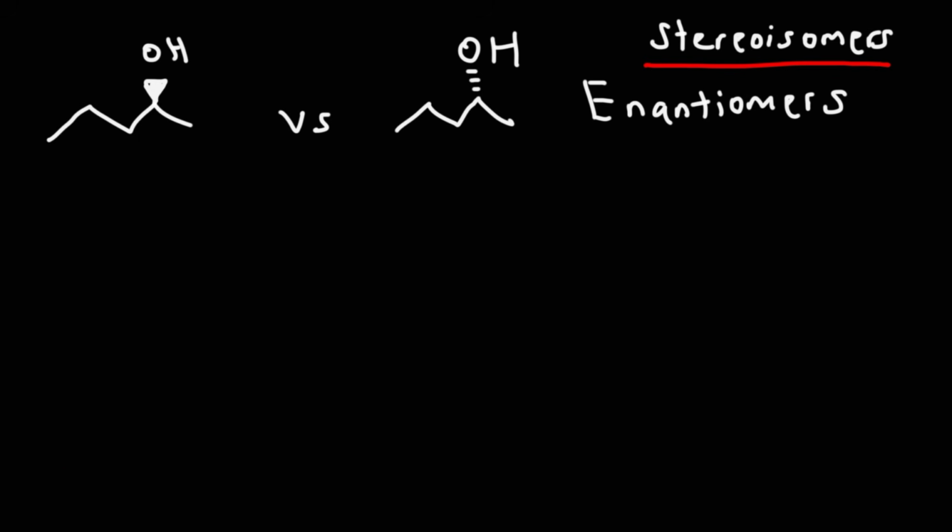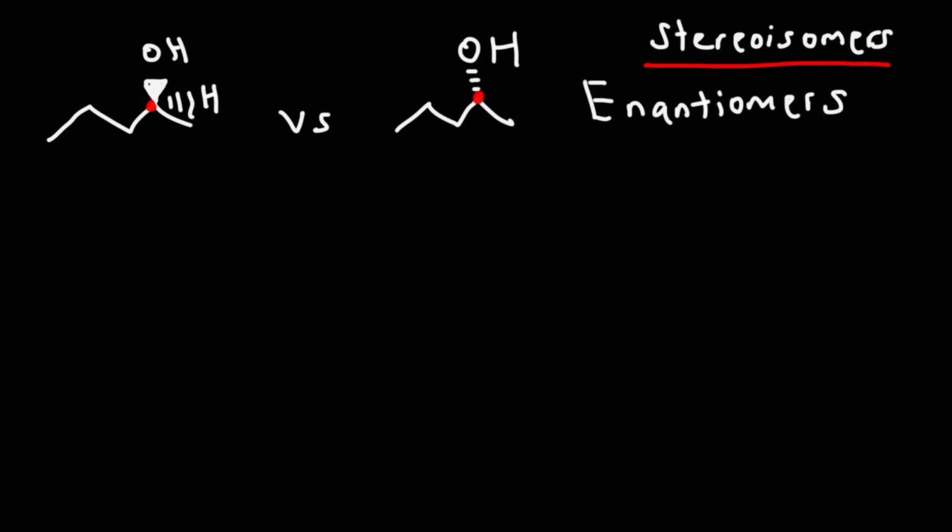Now, enantiomers, all the chiral centers will have different configurations. A chiral center is basically a carbon atom or an atom that has 4 different groups. So that carbon has 4 different groups here, the carbon highlighted in red. It has a hydroxyl group, a hydrogen, a propyl group, and a methyl group. So that's a chiral center or an asymmetric center. Now notice that the configuration of each chiral center is different.